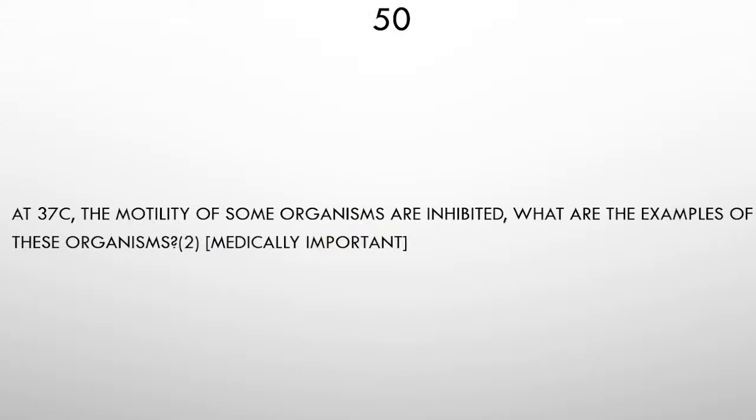So at 37 degrees Celsius, some organisms are inhibited. What are examples of organisms that are inhibited at 37 degrees Celsius? Please don't forget the cold loving organisms. Of course, we have your Yersinia pestis and Listeria monocytogenes. They are the only ones that we will talk about that are cold loving. Please put a star on this slide. They are cold loving.